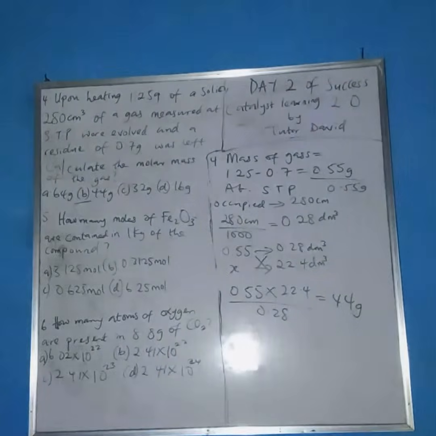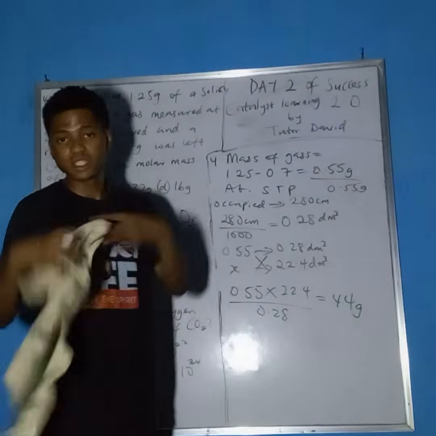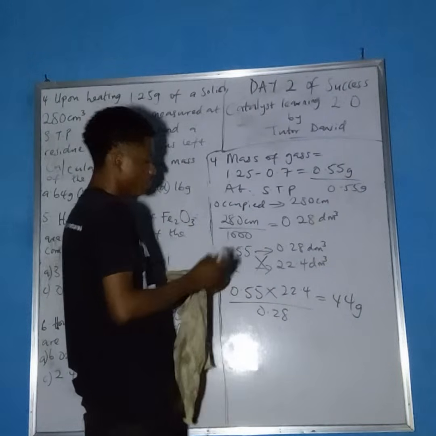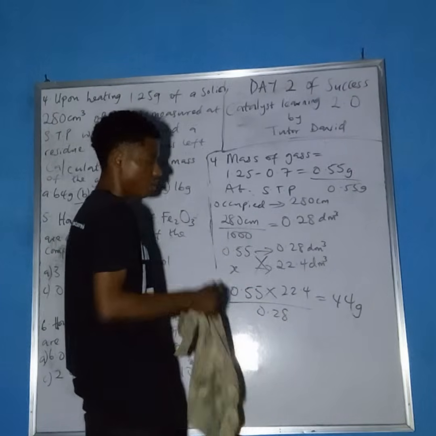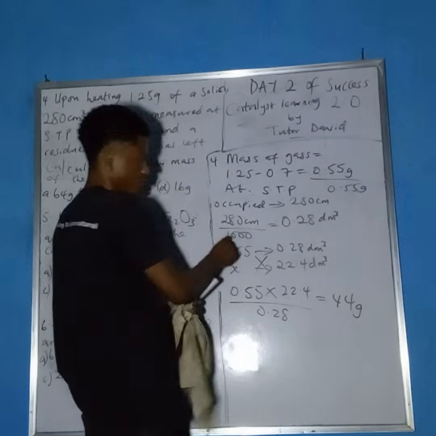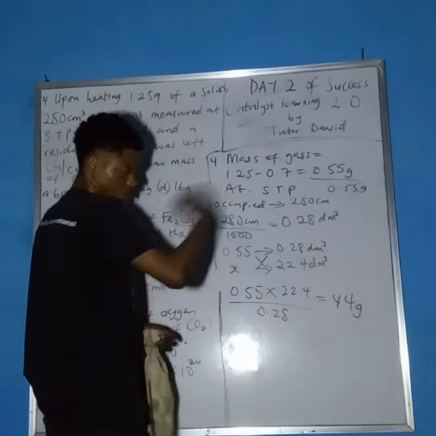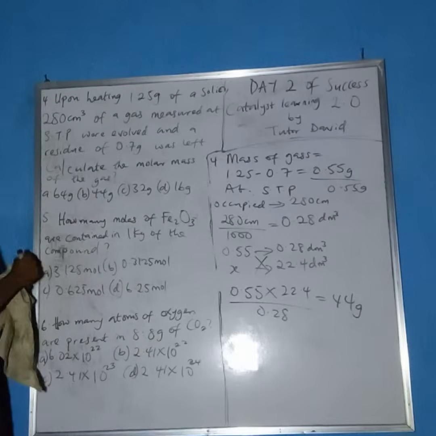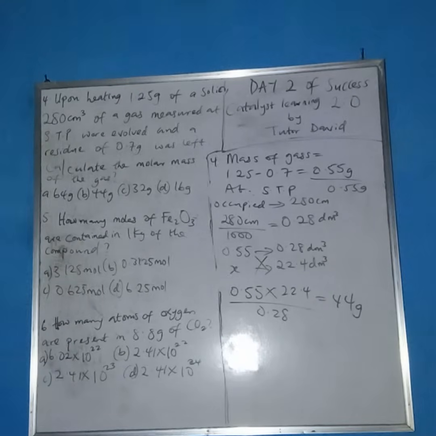So at STP, we know that a gas should contain 22.4 dm cube or 22,400 cm cube. So in case you don't want to convert, you can just use cm cube for everything and solve normally: 280 cm cube over 22,400. But I wanted to convert, so I prefer it like that. 280 cm cube over 1000 gives us 0.28 dm cube. After we cross multiply and calculate, we discover that the gas mass was 44 gram. That's the molar mass of the gas. Take note of that. So we now move to the next one.